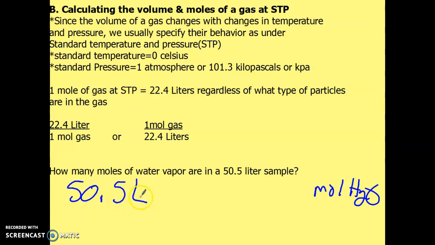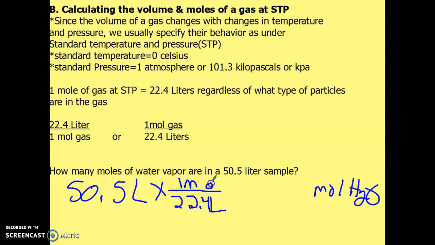remember whatever you start with, your first conversion factor has to be, how am I going to get rid of that, right? Which means that liters has to go on the bottom. So I have liters on the bottom. So what has to go on top? Well, I only have these two conversion factors, so obviously it's going to be 22.4 liters on the bottom, and 1 mole on top. Sorry, writing with my mouse. Not the best at it, working on it.